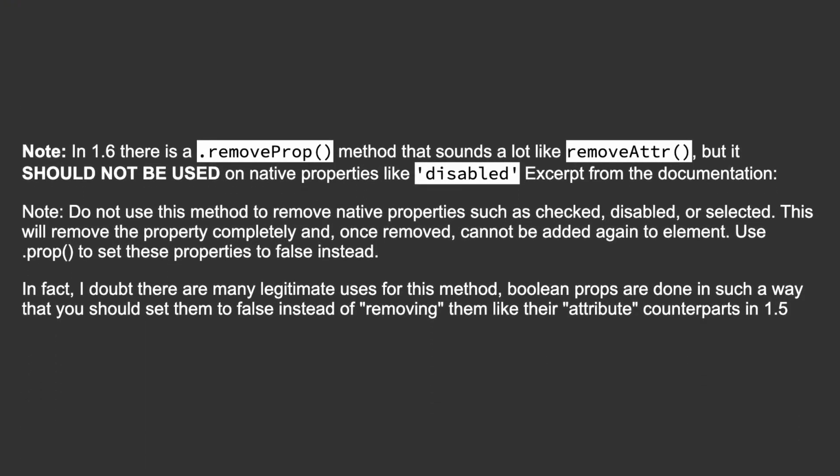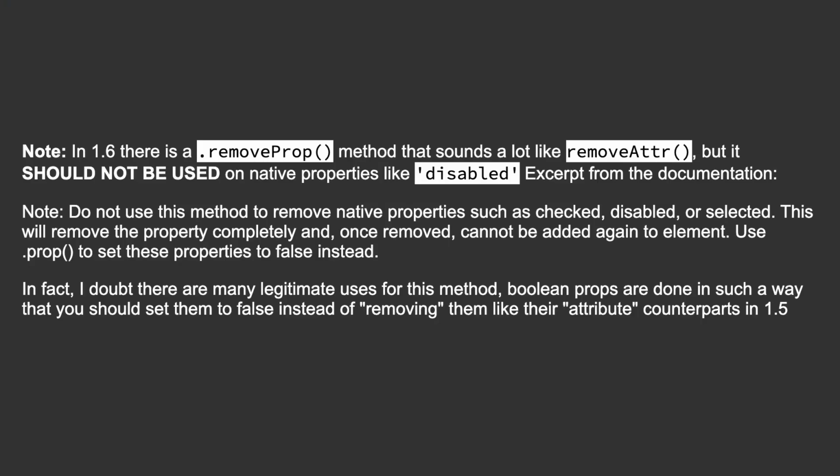Note, in 1.6 there is a .removeProp() method that sounds a lot like .removeAttr(), but it should not be used on native properties like disabled. Excerpt from the documentation: Note, do not use this method to remove native properties such as checked, disabled, or selected. This will remove the property completely and, once removed, cannot be added again to the element. Use .prop() to set these properties to false instead.